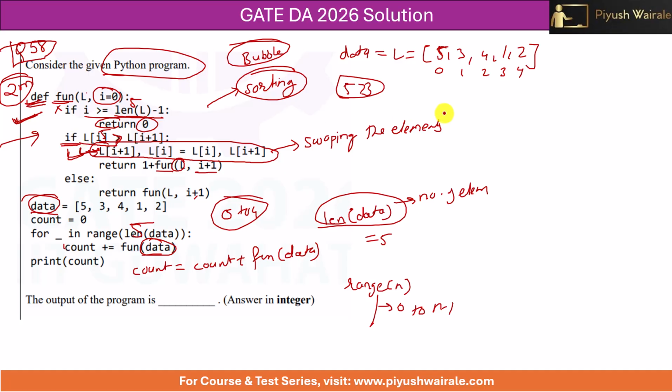If this is true, what are we doing? We are swapping the element, like this, right? Now, once we swap the element, see what is going to happen. 3, 5, 4, 1, 2 like this. So at this point, we have swapped the element and this is basically my resultant list. Now what are we doing here? We are going to return 1 plus fun of L, i plus 1. So the output of this will be what? 1 plus, again we are going to call this particular function here.